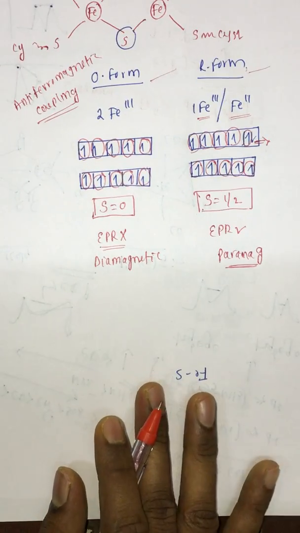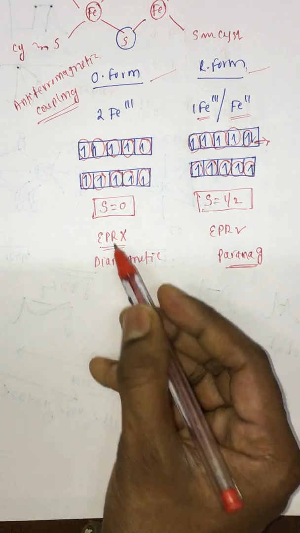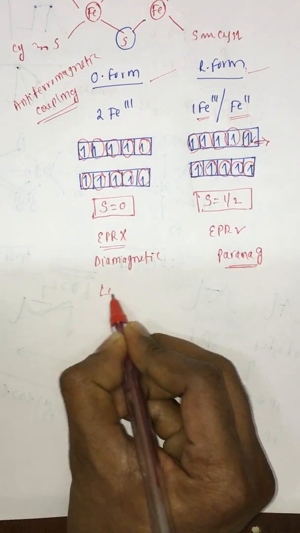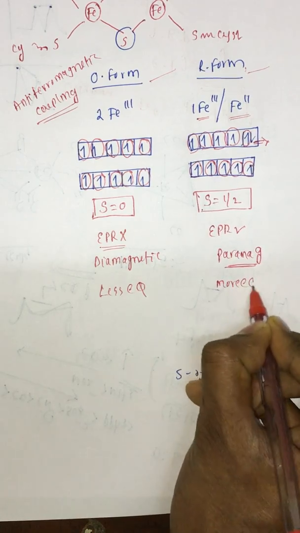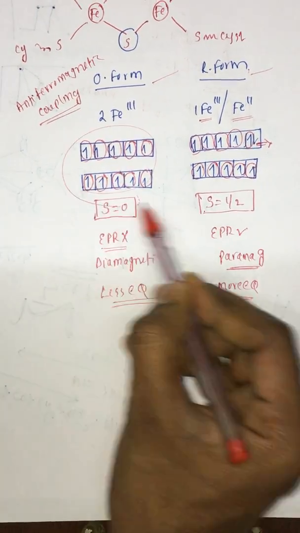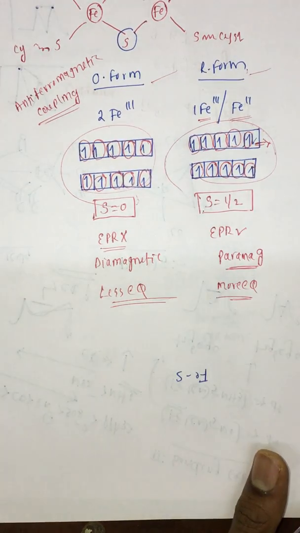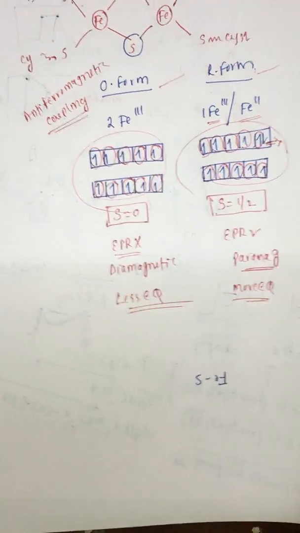Okay, now if we see the EPR spectra for this, here you will get less EQ, here you will get more EQ, sorry, Mössbauer spectra, because here it is symmetric in nature, here it is unsymmetric in nature. So this is about the 2Fe2S unit.